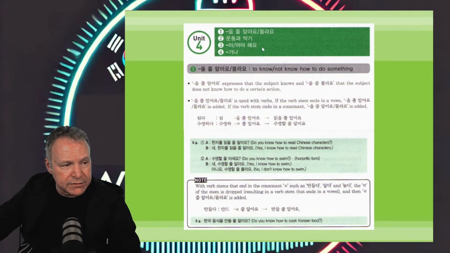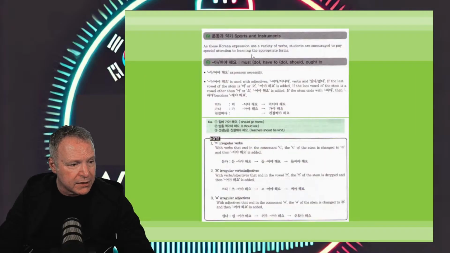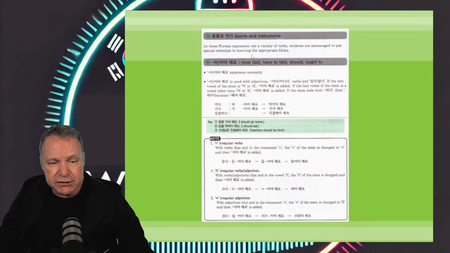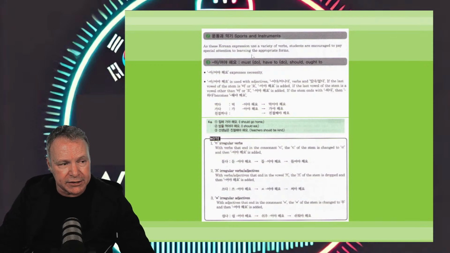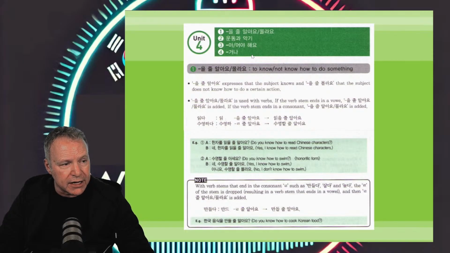아어야 해요. So 아어야 해요, moving forward to it right here, is must do or have to do something, like 해야 해요, you have to do it. And then lastly, the gonna. The gonna is to make either-or constructions, this or that.